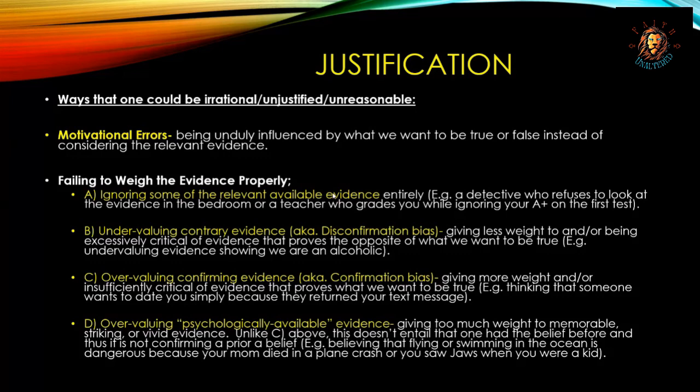Part B, the second way, is by undervaluing contrary evidence, right? So in this case, you don't just straight up ignore some of the relevant evidence. You look at all of the available relevant evidence, but when it comes to the contrary evidence, the evidence that goes against what you want to hear, you underemphasize it, you undervalue it, and say, that's not a big deal. This is called disconfirmation bias, right? Giving less weight to and or being excessively critical of evidence that proves the opposite of what you want to be true.